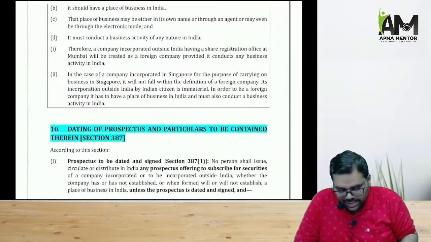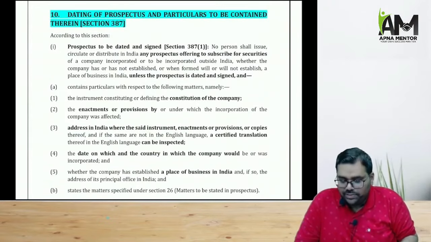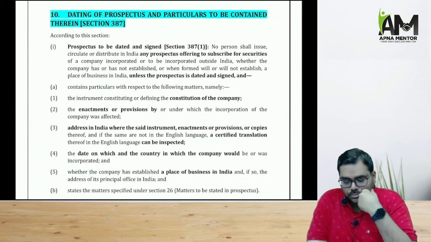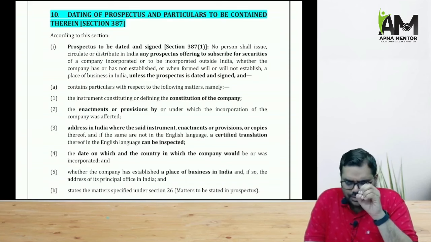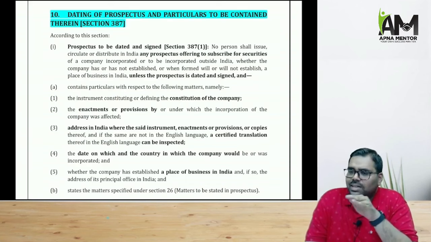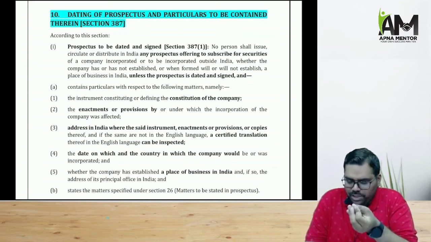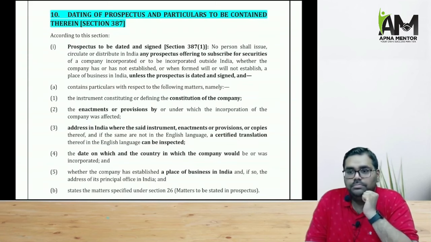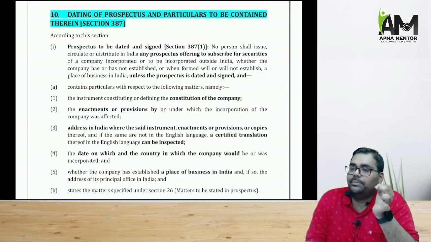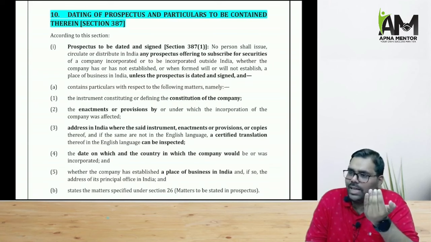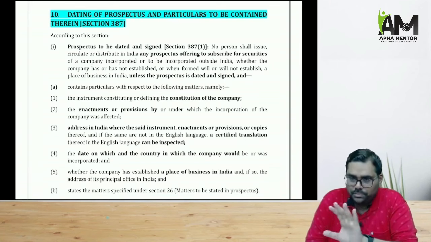Then section 387, mark this also important, section 387. Basically sections 387 to 389 are the provisions regarding prospectus, that when a foreign company issues the prospectus, then the provisions pertaining to the chapter of prospectus will also be applicable to them, and also some additional requirements will be applicable to them. What are the requirements pertaining to prospectus that will be applicable to them? We will anyways see that in the prospectus chapter, right?